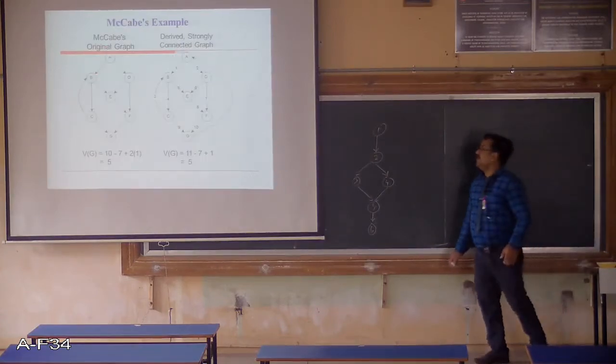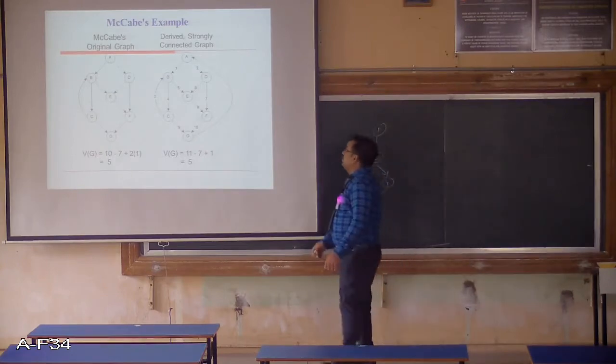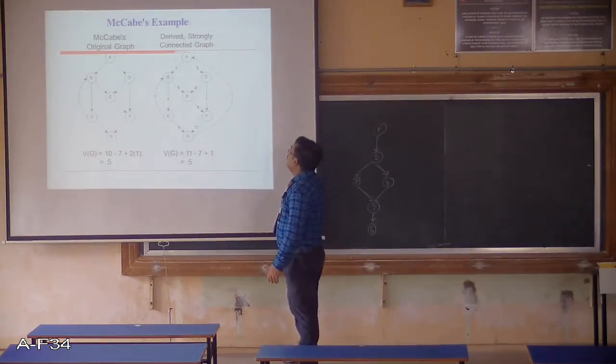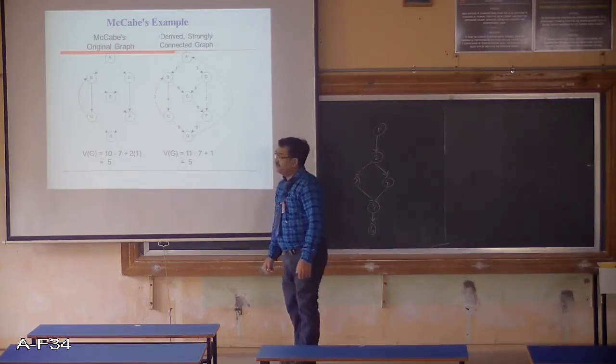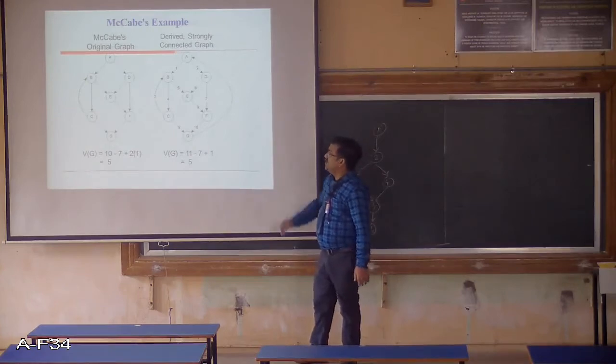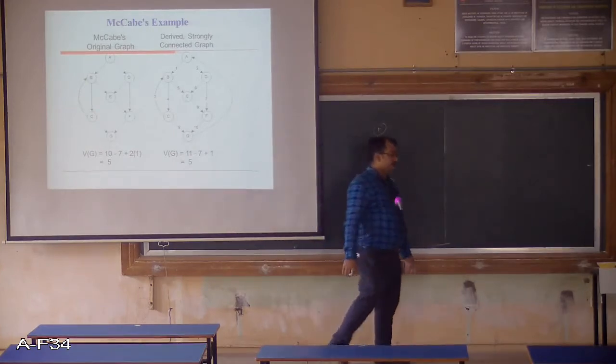So what is the leftmost path here? You go for A, B, C, Z, right? This becomes the leftmost path. So A, B, C, Z becomes the leftmost path. So you start from the leftmost path.